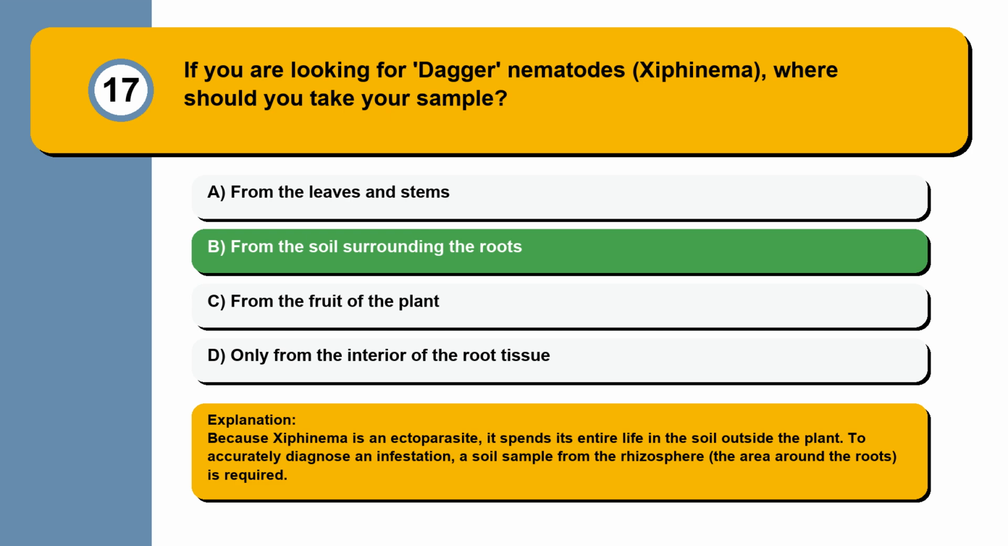Because Xiphinema is an ectoparasite, it spends its entire life in the soil outside the plant. To accurately diagnose an infestation, a soil sample from the rhizosphere, the area around the roots, is required.